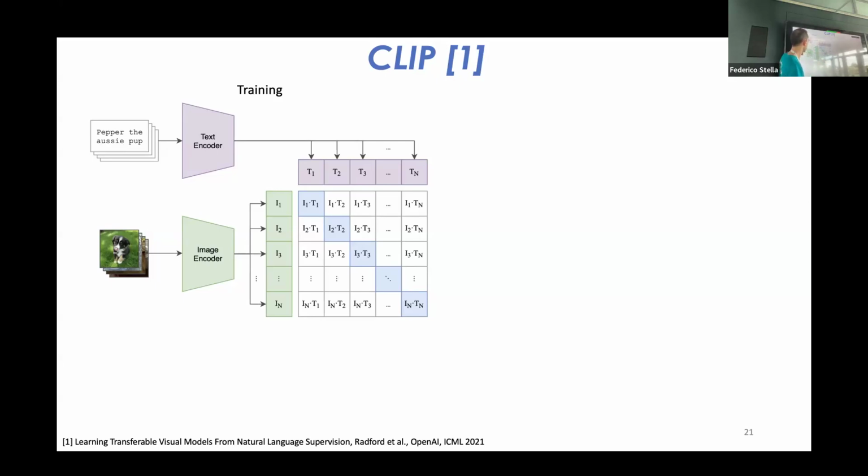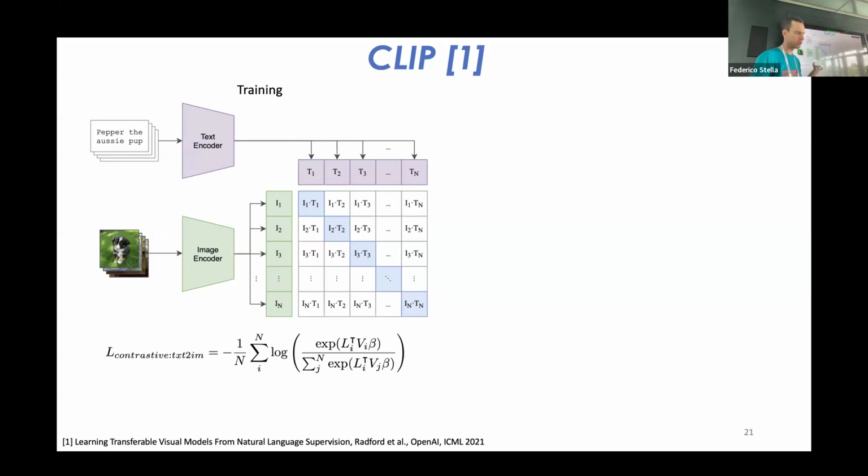So in this case, it means that the first text refers to the first image. So Pepper the OC pup, this one, and then there's going to be the second description of the second image, third description, third image, and so on. So this is what we want to optimize for. So we will build a loss to get this output, but the model will compute the whole matrix. Okay, so this is more or less how it works.